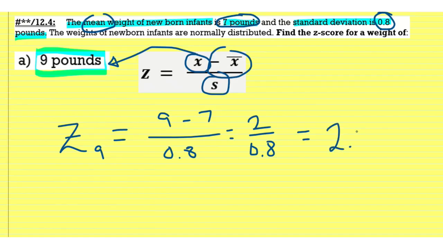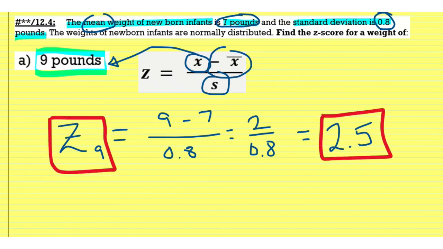So 2.5. Let's think about what that means. That means that the z-score for 9 pounds is 2.5. It is a positive number, and this means it's 2.5 standard deviations above average. And does that make sense that a 9-pound baby is above average, especially if the average is 7 pounds? So that makes sense, right? That a 9-pound baby is above average.